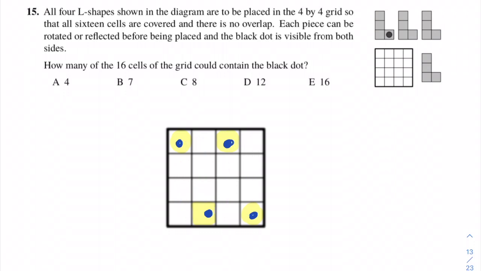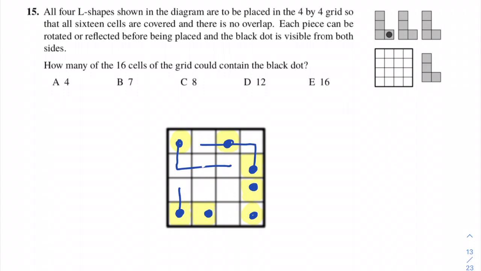So we could have an L like this, an L like this, an L like this, and an L like this. Okay, so for this first L shape, the black dot is already in its correct place, so we don't need to highlight anything for that. But we could also have a black dot here, so that means it covers this cell. There would also be a black dot here, which covers this cell, and there would also be a black dot here, which covers this cell.